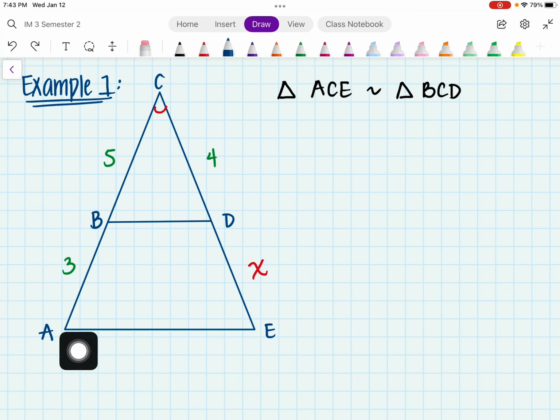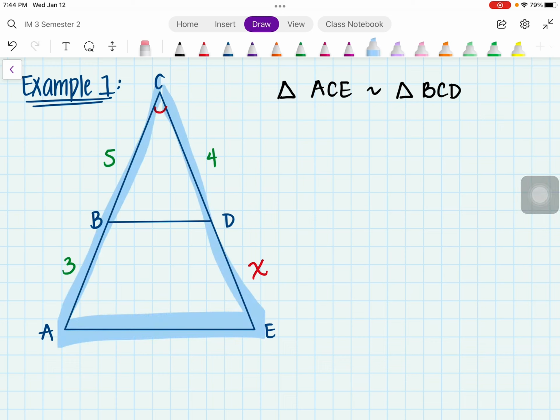All right, you guys, let's go ahead and get started here with example 1. We do want to go ahead and prove similarity of triangle ACE and triangle PCD. Once again, we do have the big triangle here, which is being highlighted in blue. And then we have our smaller triangle, which is the one in orange. So in this case, we do want to go ahead and solve for the missing side.